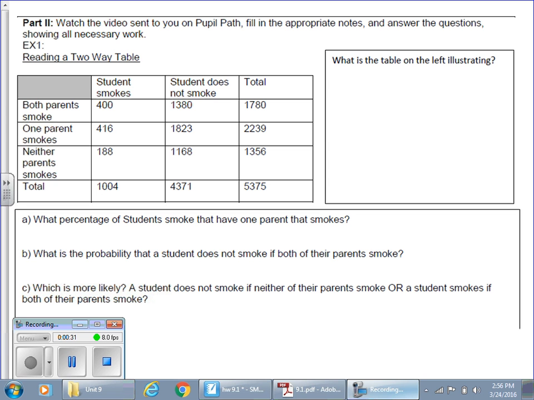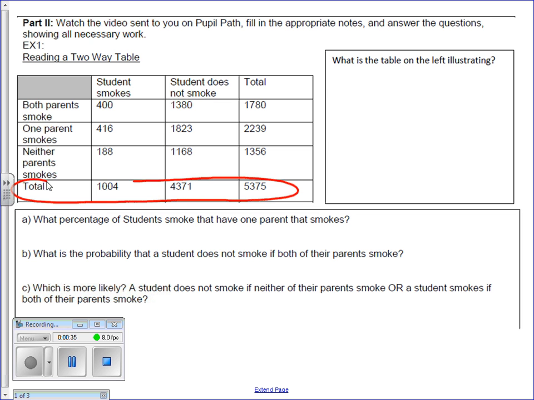I also want you to notice that the bottom row are all totals, and the right column is all totals as well. That's important. So what does the table illustrate? It illustrates the relationship between students who smoke, students who don't smoke, and whether or not their parents smoke. Maybe both parents, one parent, or neither parent. So we're going to use this table to answer some of the questions below.